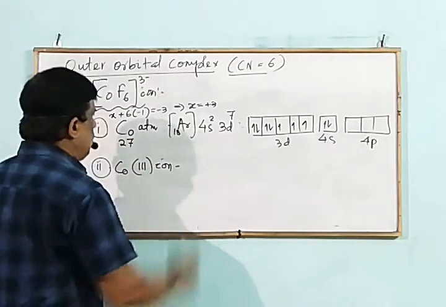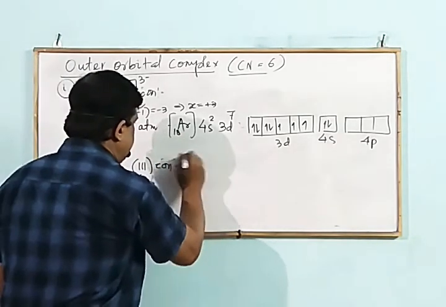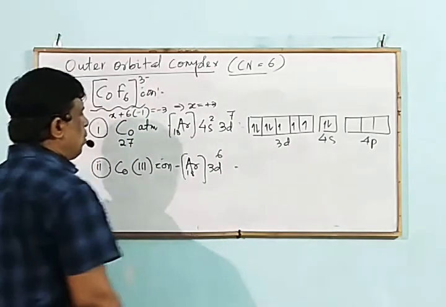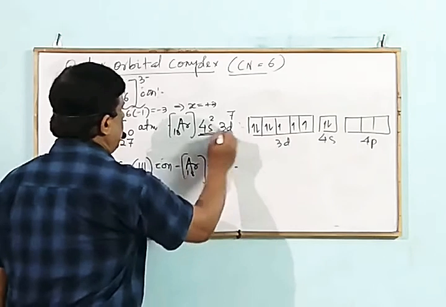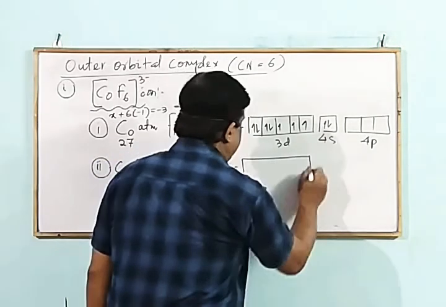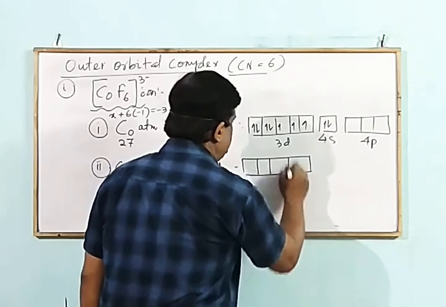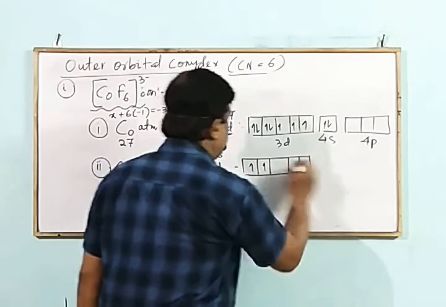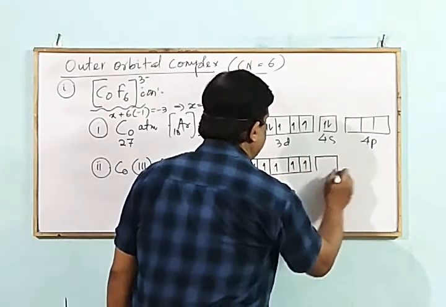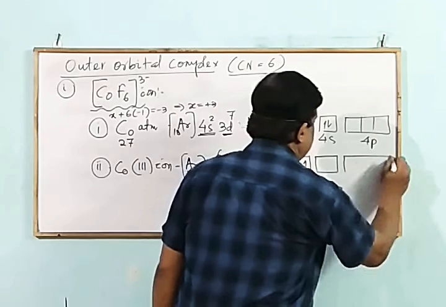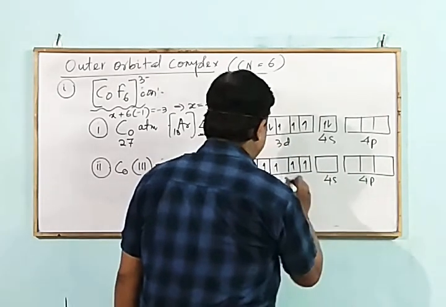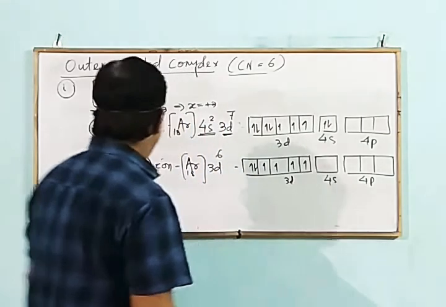So its electronic configuration is argon 18, 3d6. Three electrons are lost: the outermost 2 electrons and 1 electron from 3d. So the expected box-like diagram: 1, 2, 3, 4, and 1, 2, 3, 4, 5, 6. It is 4s, it is 4p, 4s, 4p, 3d. Mark that.